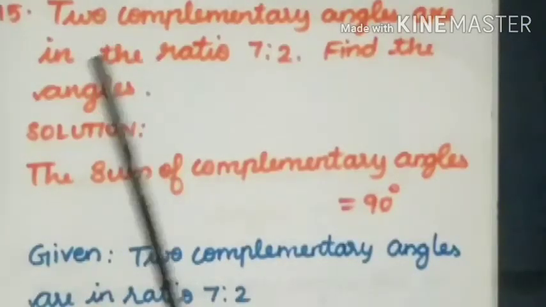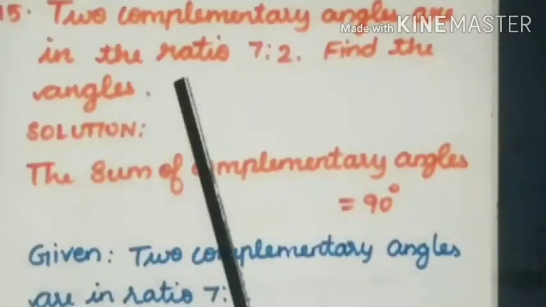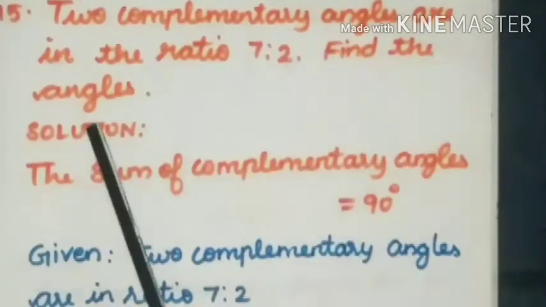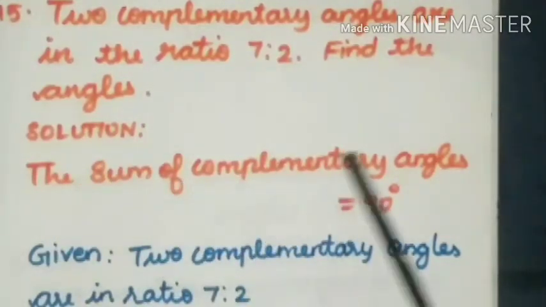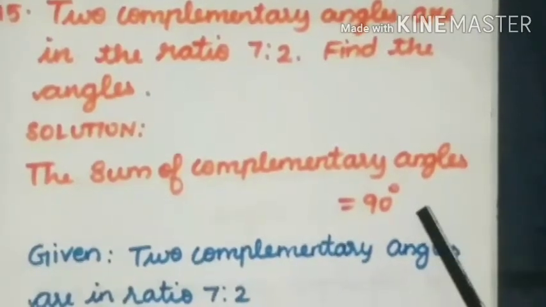15th one. Two complementary angles are in the ratio 7:2. Find the angles. Solution. As we already know that the sum of complementary angles is equal to 90 degree. The given question is two complementary angles are in the ratio 7:2. Students, if the quantities are given as a ratio, then they have a common factor. Students, note it carefully. If the quantities are in the ratio, then they have a common factor.